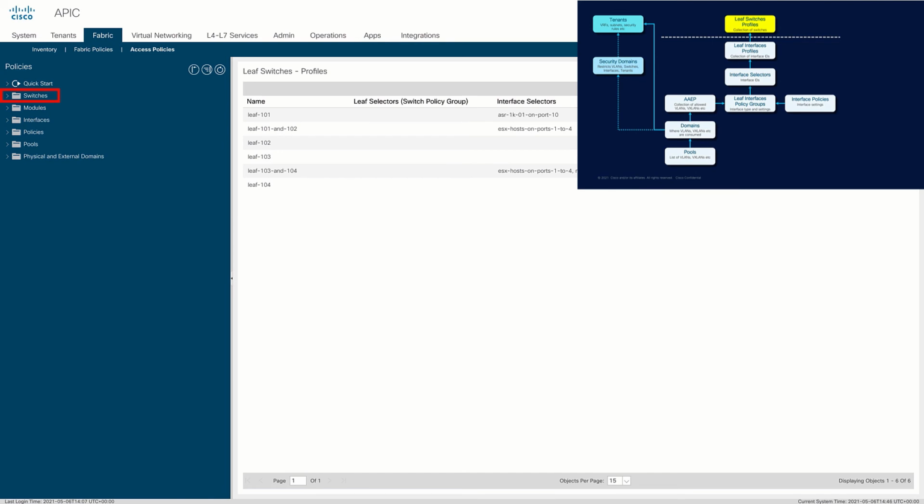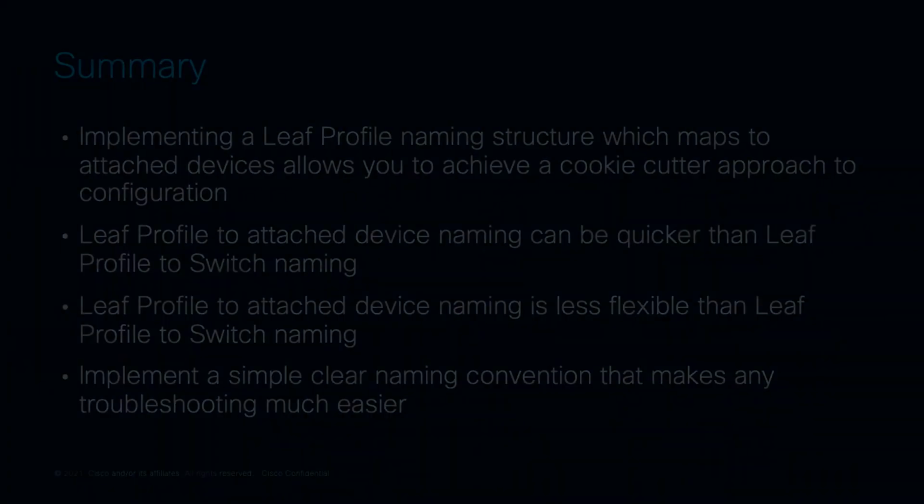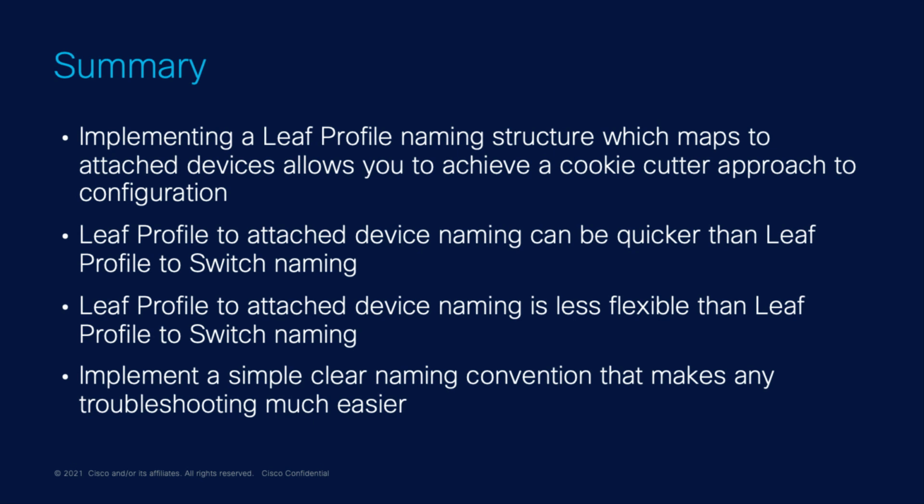It's certainly the most flexible way of configuring the network because any port on any switch can actually be used for any purpose. However, this alternate way of doing it can be much quicker if your data center is very rigid from a design perspective. In both examples, though, what I would say is that you really do need to implement a very clear and simple naming structure to help you troubleshoot.